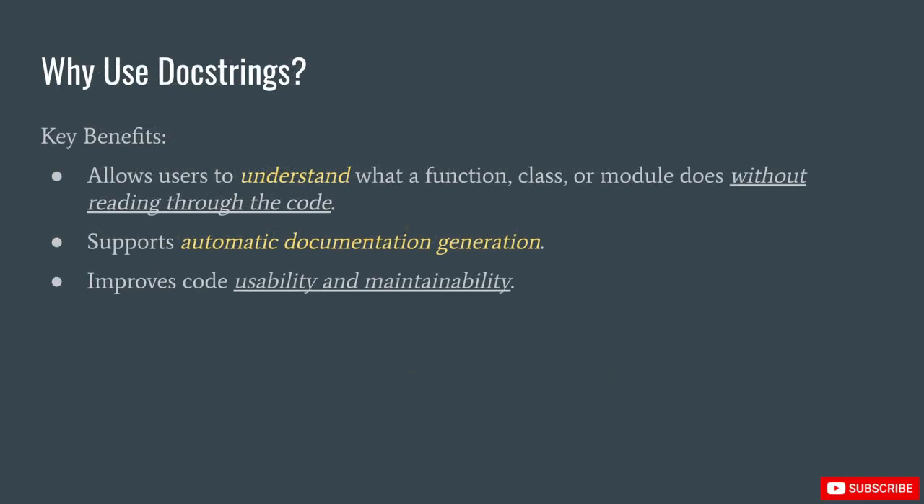There are several benefits for using docstrings. First, they allow users to understand what a function, class, or module does without needing to read through the entire code. They also support automatic documentation generation, which can be a huge time saver. Finally, docstrings improve the usability and maintainability of your code by providing clear, accessible descriptions of your code's purpose and functionality.